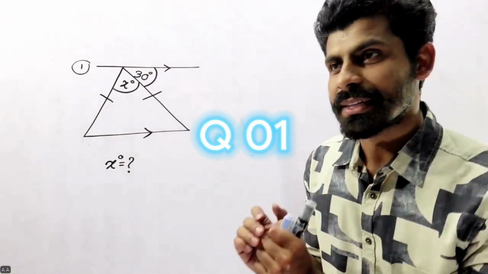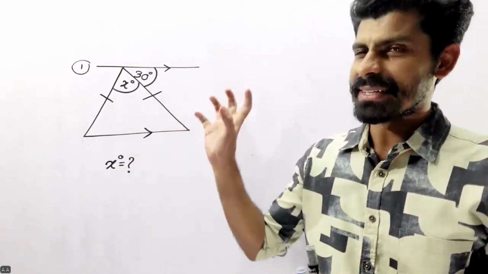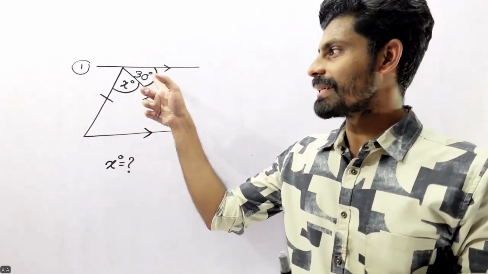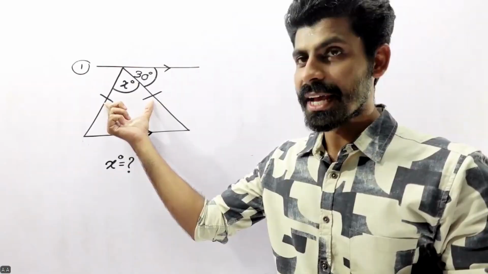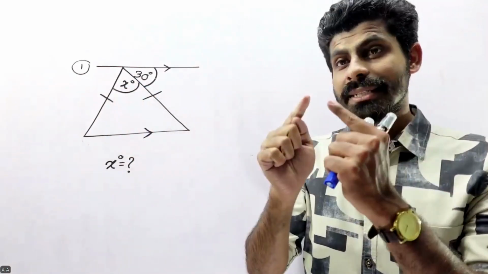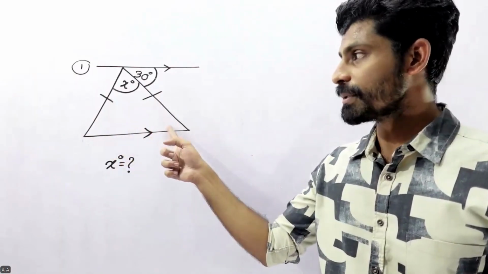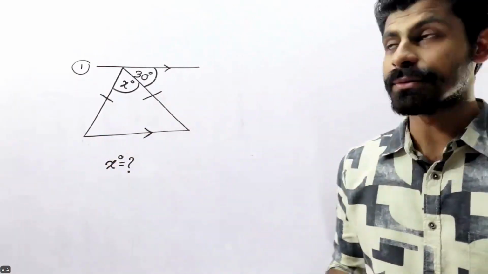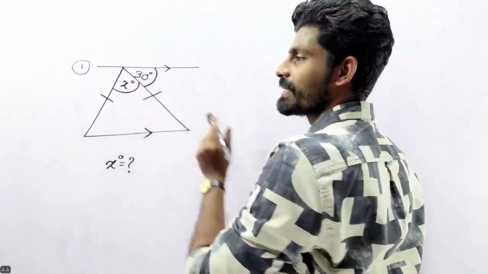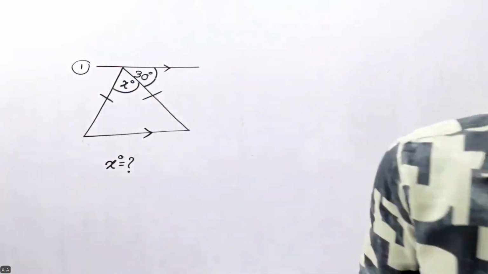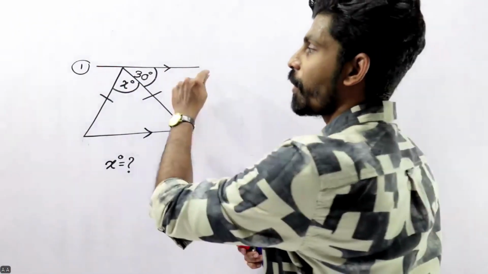Right? So look at the first question right here. Very simple question. X, 30, and both sides are equal. So equal opposite sides mean the opposite angles should be equal. So that means 30. So you can see 30 is there.